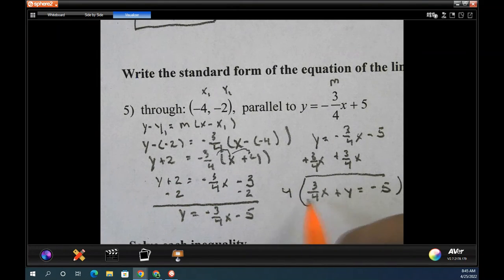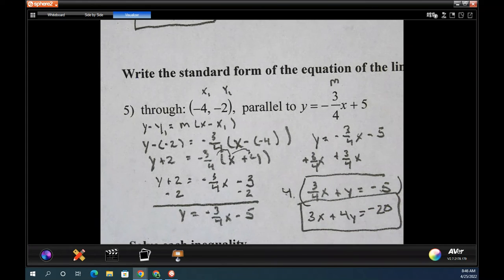So the 4's cancel here, which leaves me with 3x. 4 times y is 4y. 4 times -5 is -20. There's your answer right there. There's your answer.